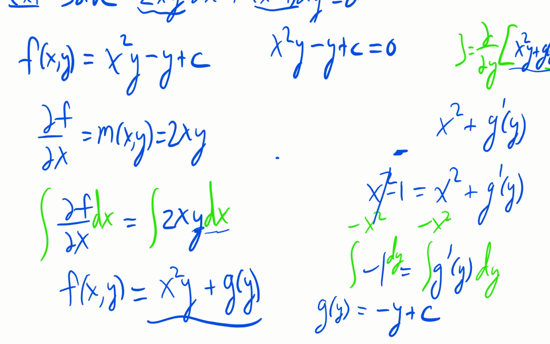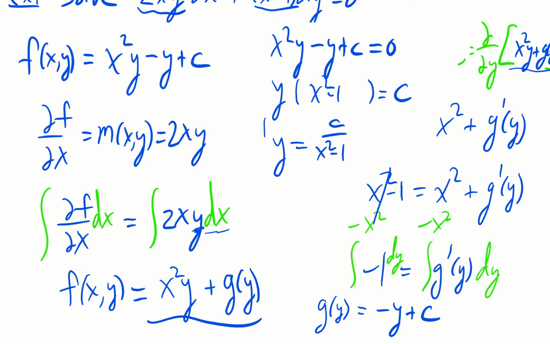And let's go ahead and get y by itself. We can factor out the y, move the c over. It's just going to be some other constant. And then this will be x squared minus 1. Divide both sides by x squared minus 1. And we get y equals c divided by x squared minus 1. And of course, this would be defined on any interval not containing plus or minus 1.